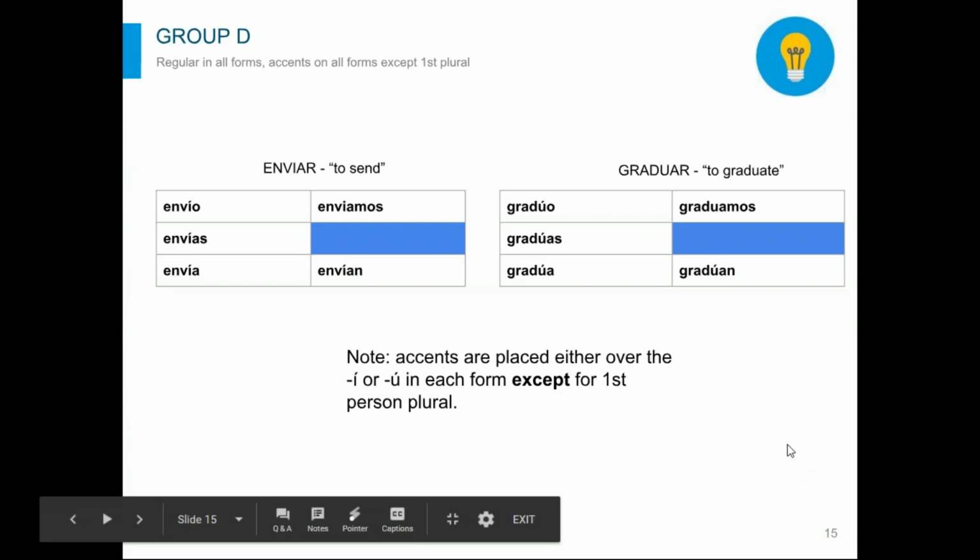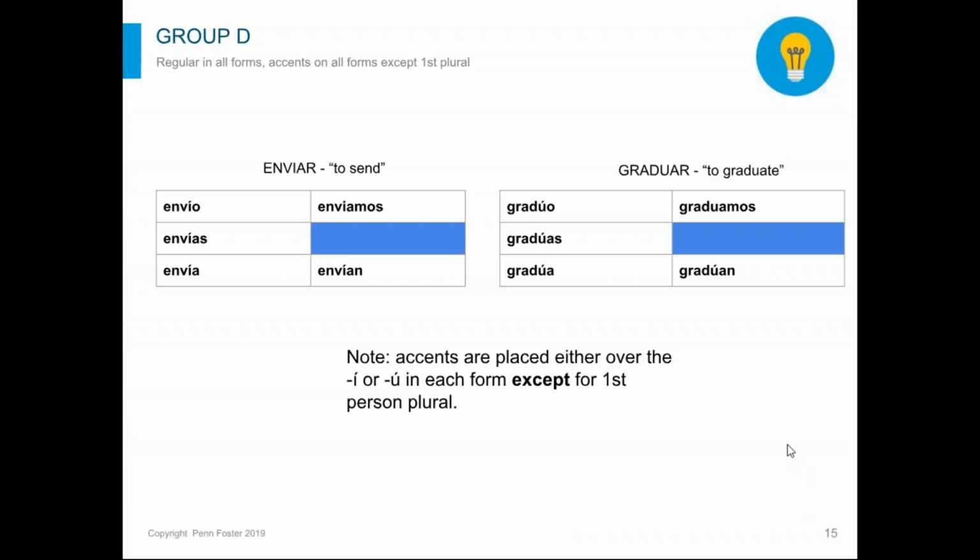Okay, so it's always an accent above the I or the U, depending on what is part of that verb stem. And vr has an I, accents above the I's, and graduar has a U, accents above the U.